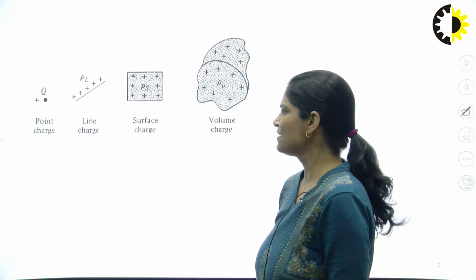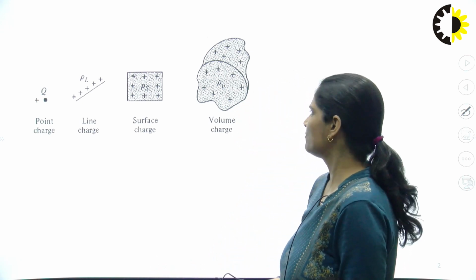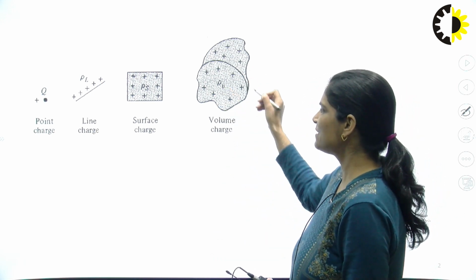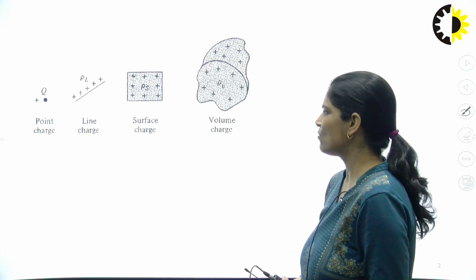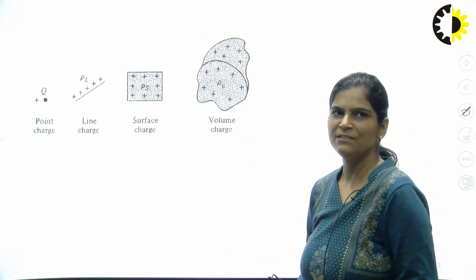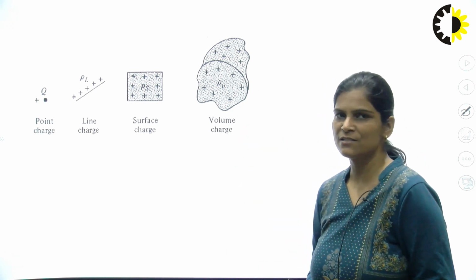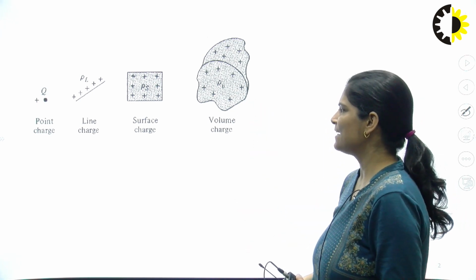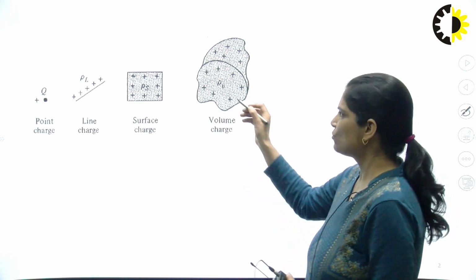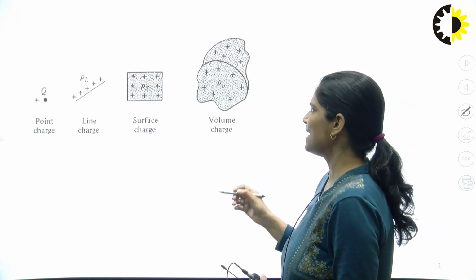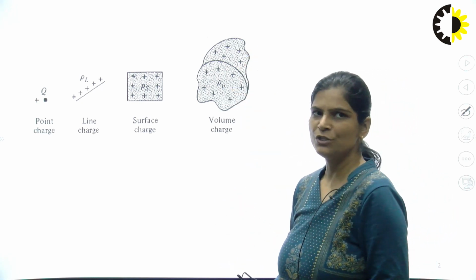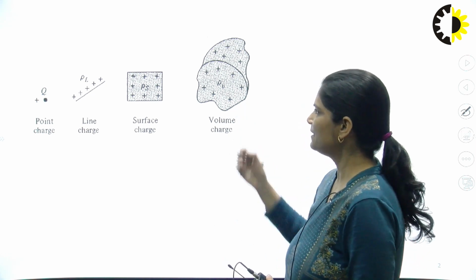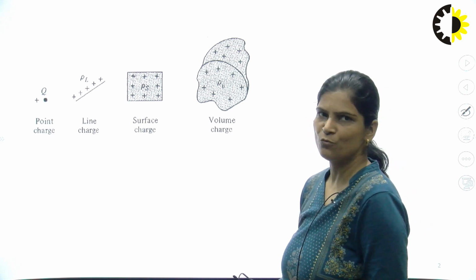Now, the fourth one is volume charge. Let there be a space, or you can consider it a cube, or a hollow sphere. You can take any case and consider its volume. Let this be a space with charge distributed on this volume, and here its charge density is rho V.